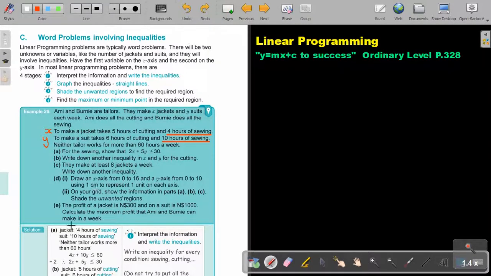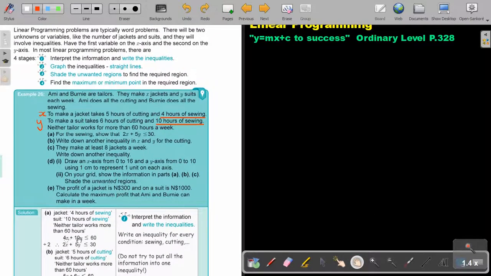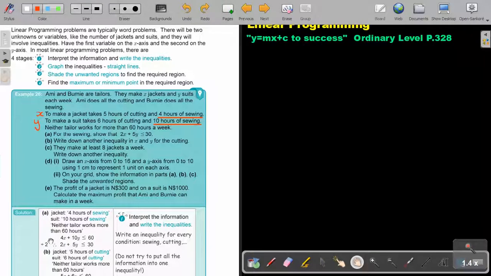Okay, let's just show you here. 4X plus 10Y, and neither of them works for more than 60, so it is smaller than or equal to 60. But then you can simplify the inequality by dividing by 2, dividing by 2, dividing by 2. Okay, so that was for the sewing.